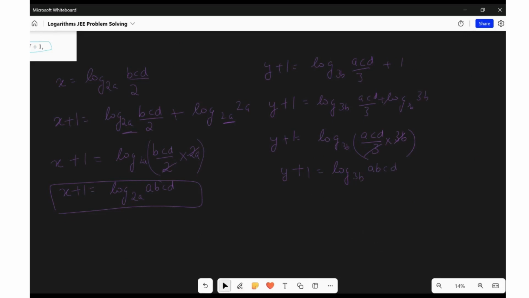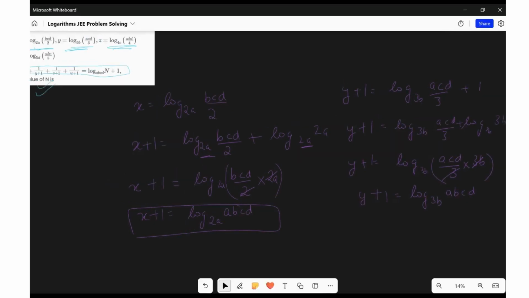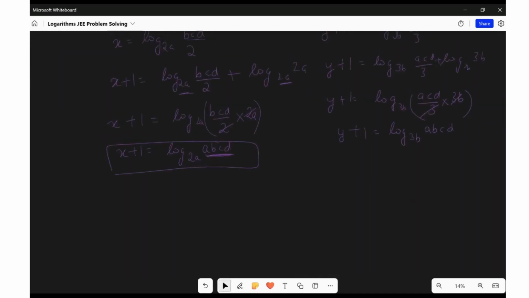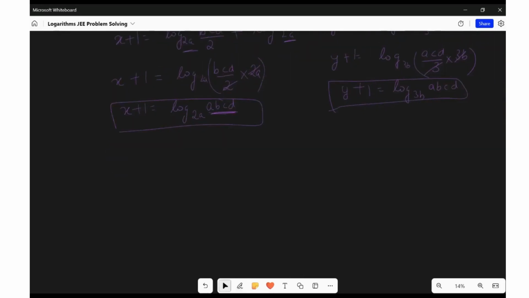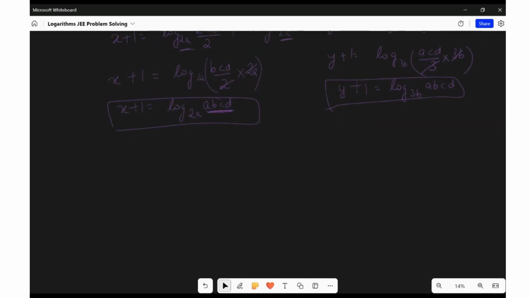So similarly, we can just visualize that in all the values we have the same value for our log, which is ABCD. Now in z plus 1 and w plus 1, we have 4C and 5D. If we add 1 on both sides, it will just be log ABCD base 4C. So using this method, by checking how the other values will be, we can make our work very short and easier.